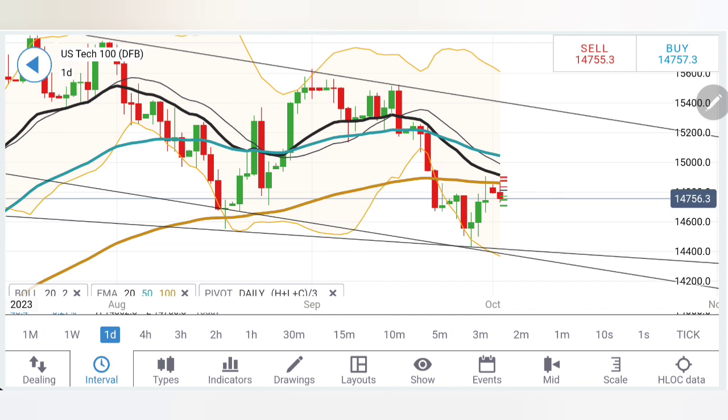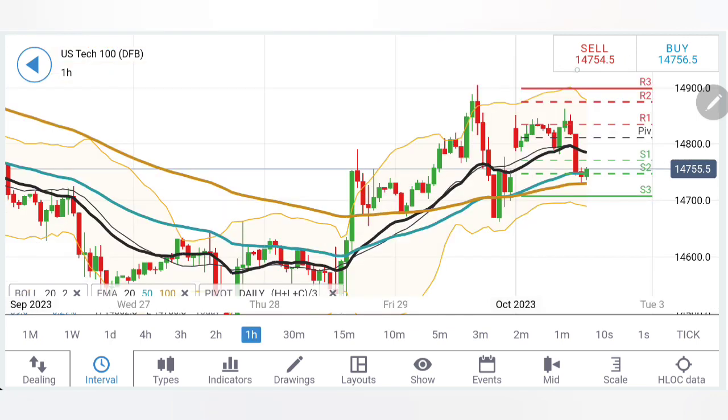Which position you should take in order to profit? We will see with the help of candlestick charts and indicators. Do watch till the end, listen to it carefully, note down the levels and trade as per. Let's start first on the hourly charts.